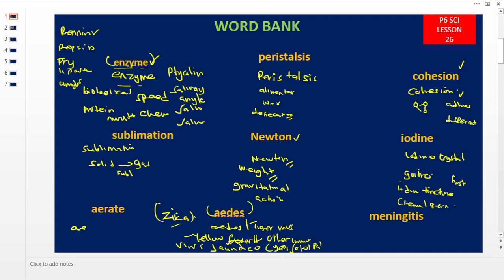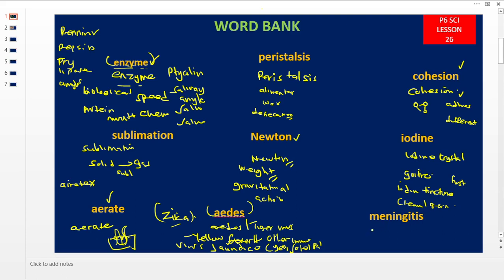Now this word is aerate. To aerate is to make small holes within the soil. If this is our soil surface, we discussed the soil. As worms come in and out, they make holes, and that is what we call aerating or aeration. Some members fail it by writing it wrongly. Instead of I, we put E, so we make the word to be pronounced as aerate. So lastly, we have our word here. This is meningitis.